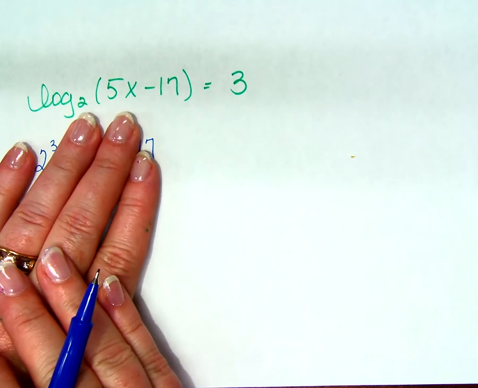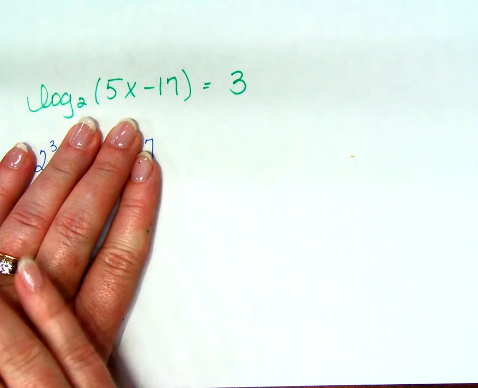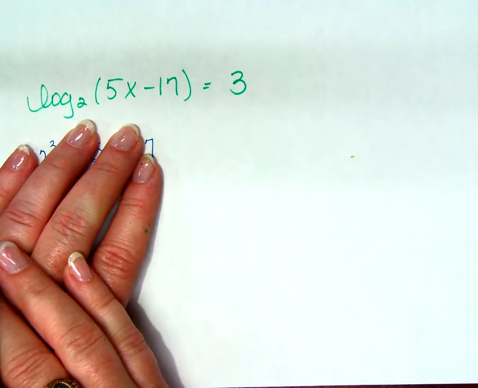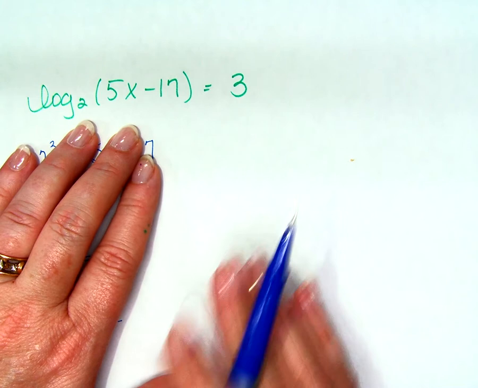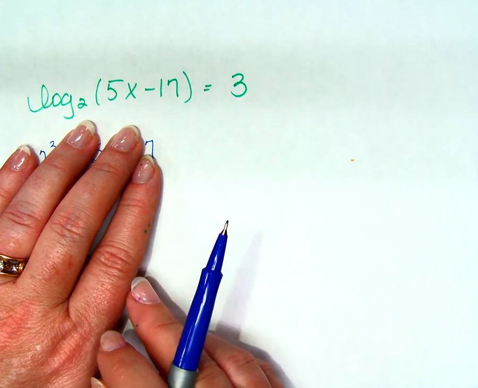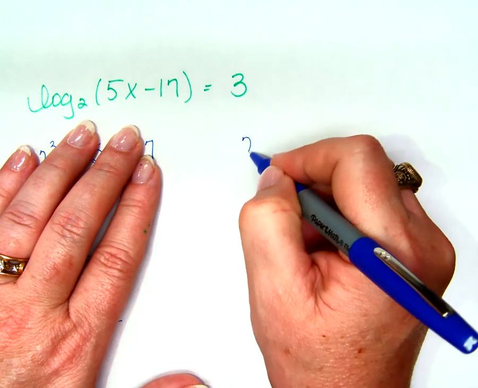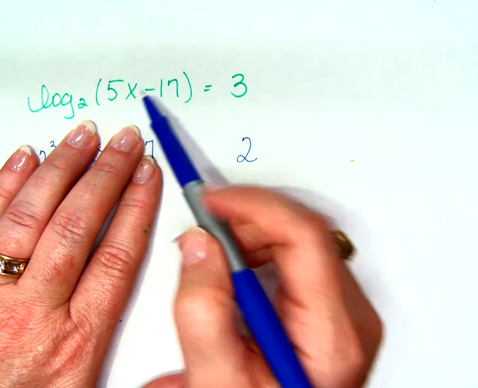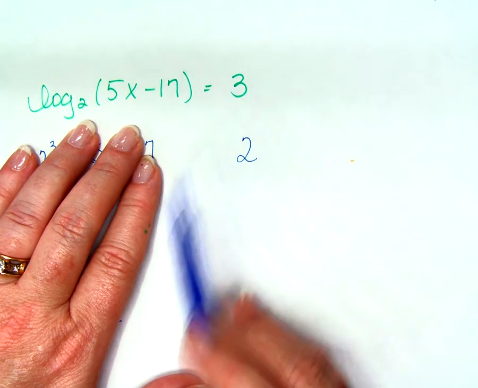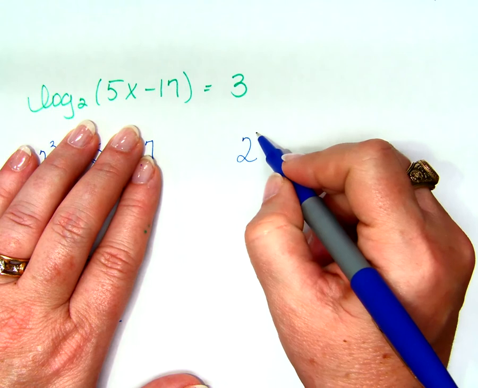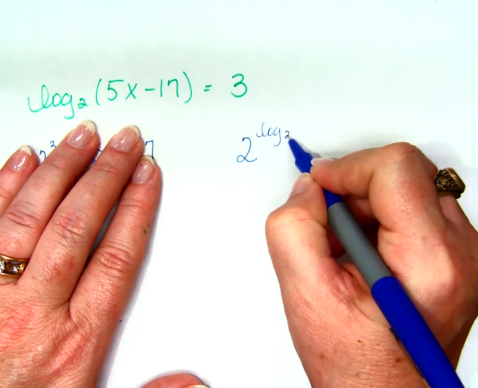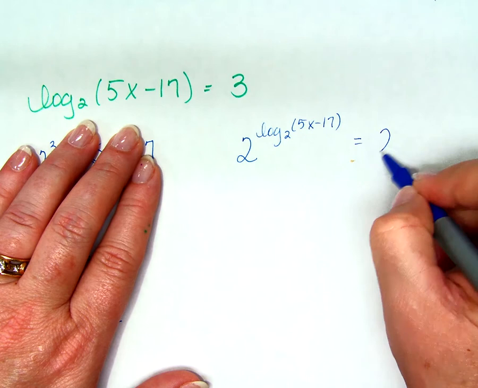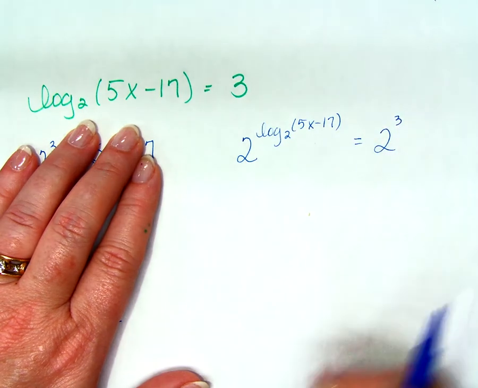The way we exponentiate is we look at the base of the log. Whatever the base of the log is, in this particular case it's 2, that's what I'm going to use as my base. So I say 2 raised to the power of this side and 2 raised to the power of this side. It looks like 2 raised to the power of log base 2 of 5x minus 17 equals 2 raised to the power of 3.